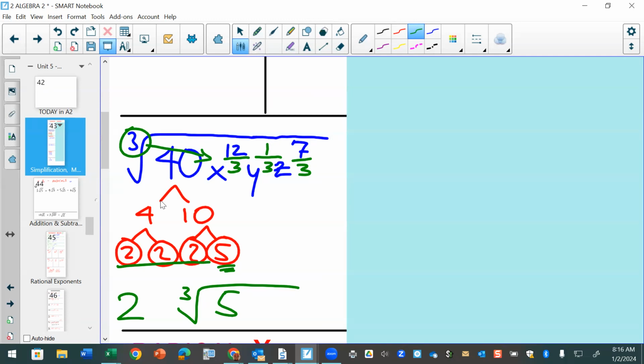So, for the X's, 12 divided by 3 is 4. Say it right. So that means 4 get to come out. Any leftovers? No, it was 4 with no leftovers. Yep. X's are done. Now, Y was so small, nothing came out, so the Y has to go back in. I'm going to put a 1 there just so you know. There weren't enough to pull anything out.